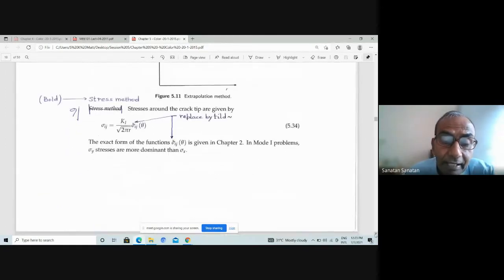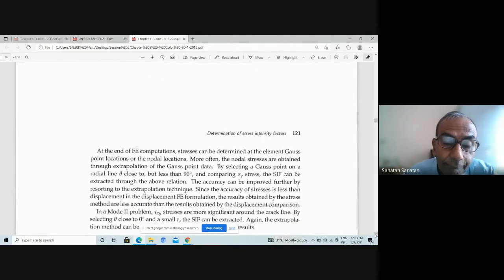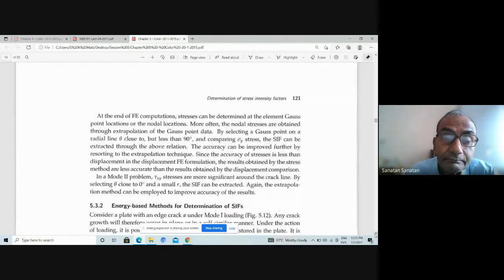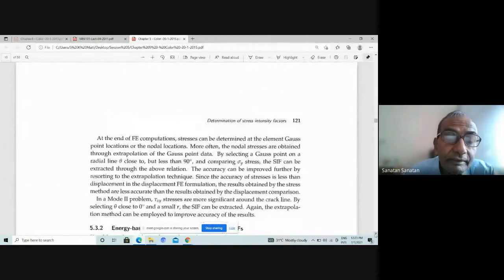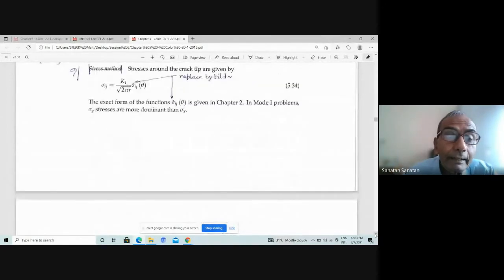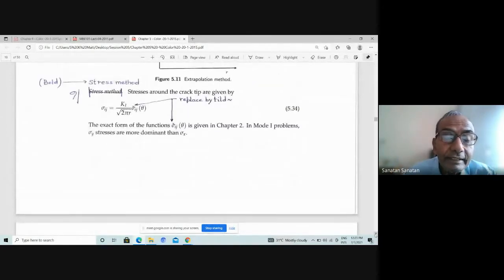And similarly, you can have the stress based method. That means rather than comparing the displacement, you can compare the stresses. Again, stresses will be given in terms of R and theta. Like here, you see the stresses are given in terms of SIF, R, the distance, and a function of theta. So rather than displacement comparison at a point, you can compare the stresses at a point. That will also give you the value of the SIF.